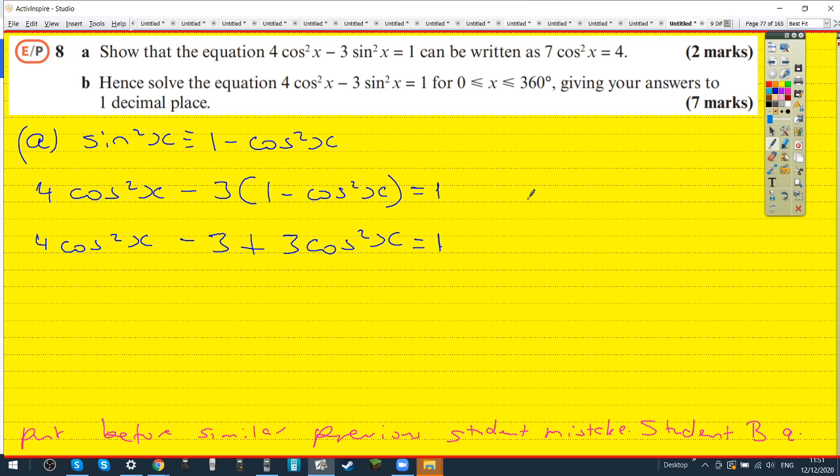And then can you add 3 to both sides? Yeah. Which gives you 4. And then could you just add them together? Yep. So it'd be 7 cos squared x equals 4. Which is what we had to do. Yeah. Okay, solve.